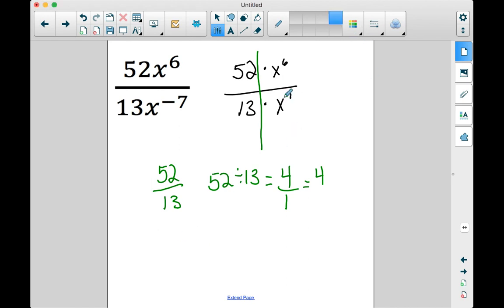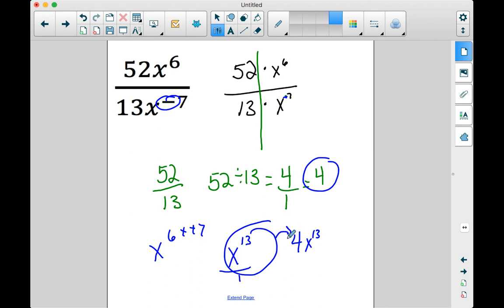So let me think about my x's now. And again, that's a negative 7. So I've got x to the 6th minus negative 7. So add the opposite. That gives me x to the 13th. And again, because it's positive, it would just be over 1. So here, I would have 4 times x to the 13th, because I'm going to take these two things and combine them, put them back because they were combined to begin with, to give me my final answer. Okay, final answer.